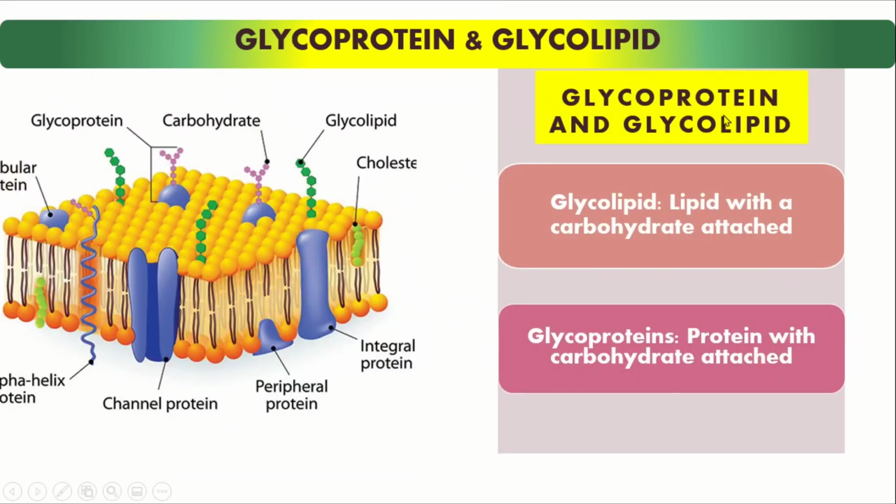It is about the glycoprotein and glycolipid. Glycolipid is when the lipid is attached to the carbohydrate. So it is called a glycolipid. Here, the green one, this is the structure of the glycolipid because the carbohydrate here is attached to the lipids, the phospholipids. So we call it the glycolipid. Meanwhile, this is the structure of glycoprotein. When the protein is attached to the carbohydrate, it is called the glycoprotein.